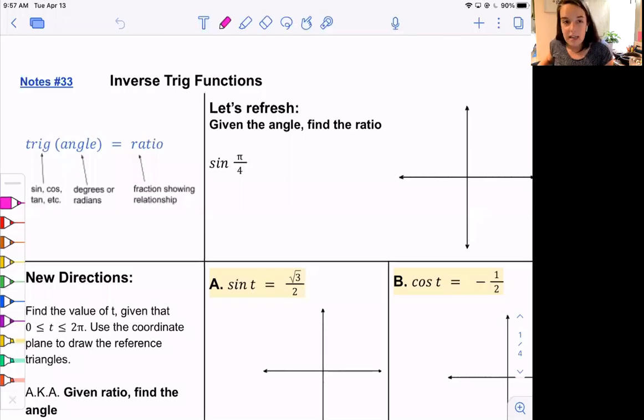So inverse trig functions are the opposite of trig functions. We've been working with trig functions in the forward direction, and today we're going to work in the backward direction, is pretty much what I'm saying.